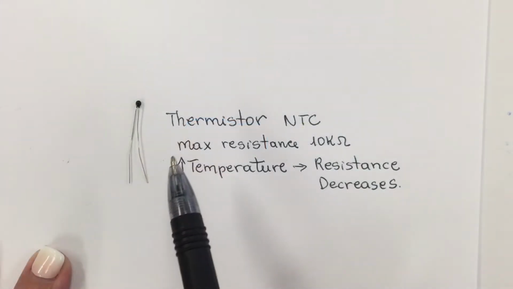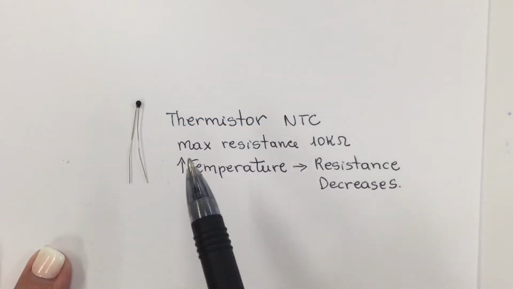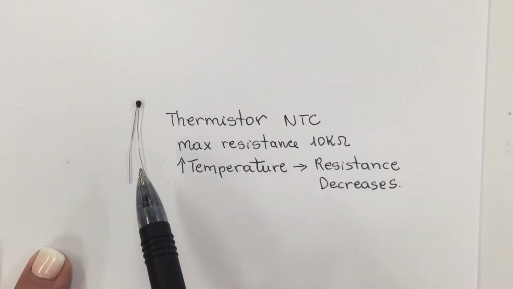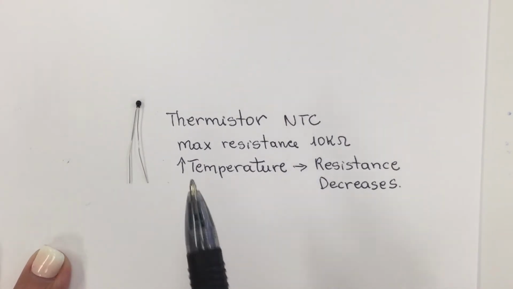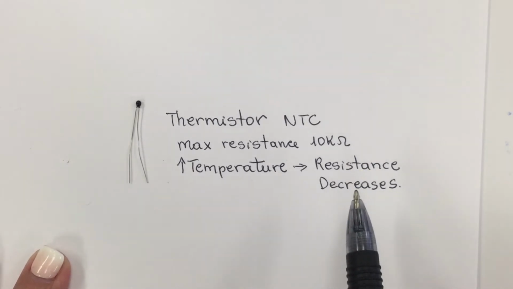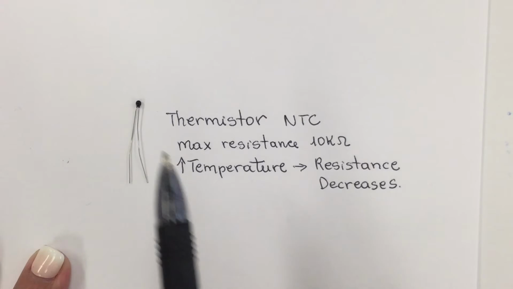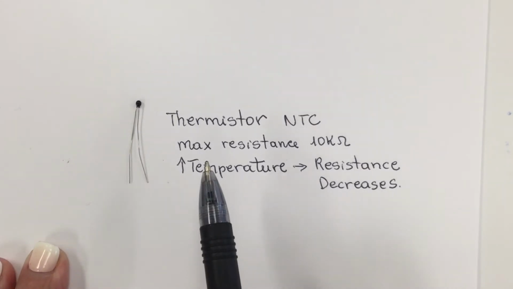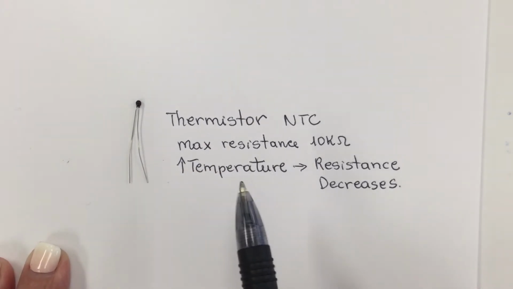This particular thermistor has a maximum resistance of 10 kilo ohms. And when the temperature rises, the resistance decreases. It's very common to use a thermistor to control the temperature in a freezer or even in a refrigerator.